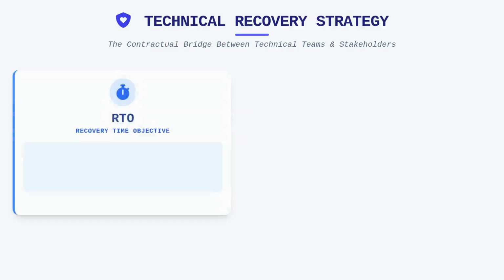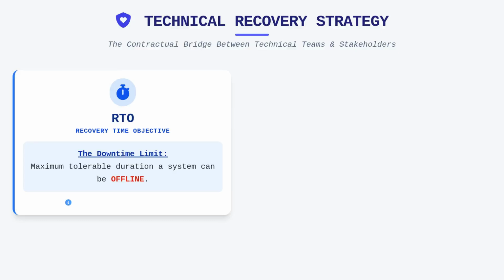The recovery time objective represents the maximum tolerable duration that a system, application, or process can be down before the resulting impact becomes unacceptable to the business. If your RTO for an e-commerce platform is 4 hours, your recovery efforts must be optimized to bring everything back online within that exact window.